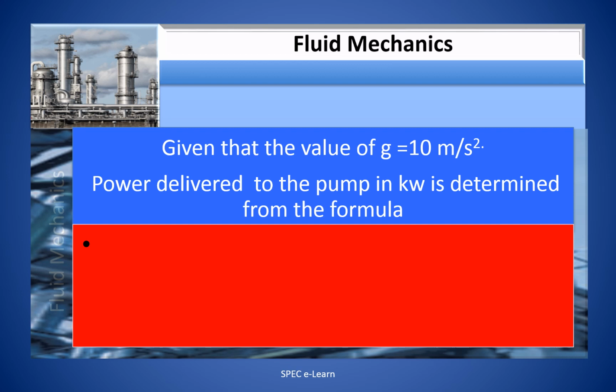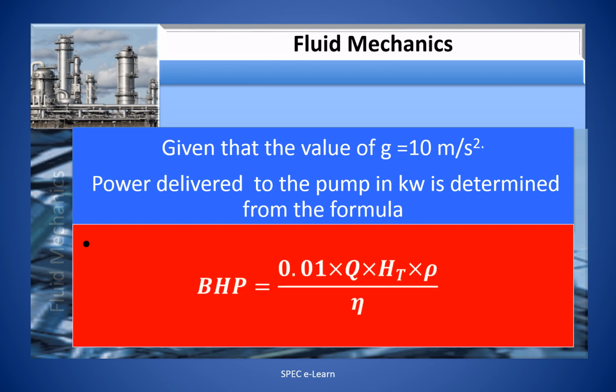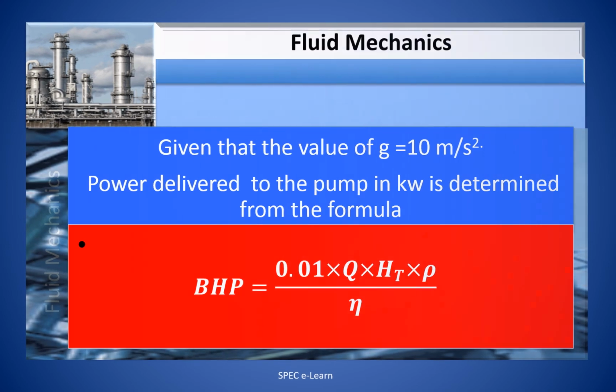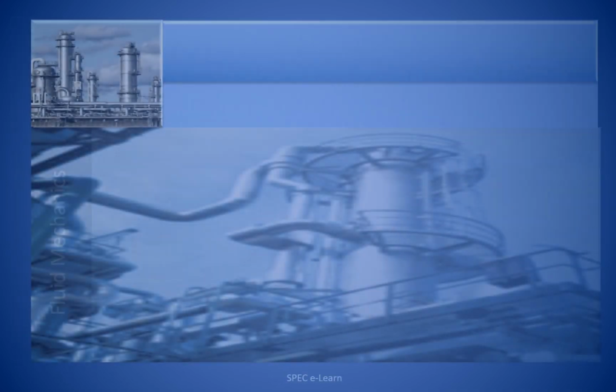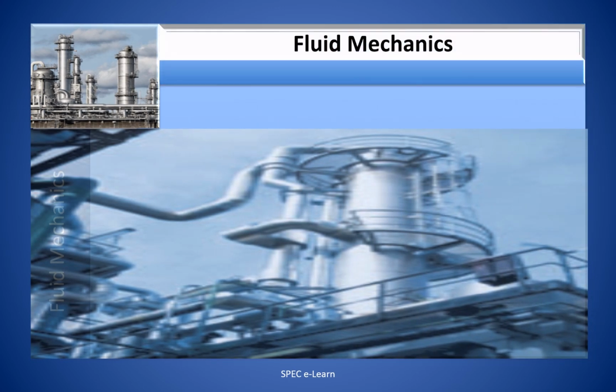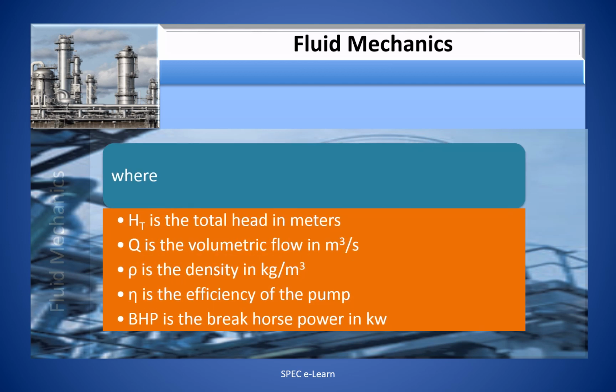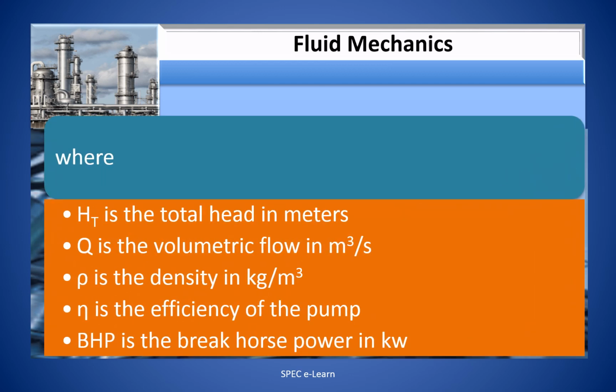power delivered to the pump in kilowatt is determined from the formula bhp equal to 0.01 times Q times Ht times rho divided by efficiency, where Ht is the total head in meters, Q is the volumetric flow in meter cube per second, rho is the density in kg per cubic meter, and bhp is the brake horsepower in kilowatt.